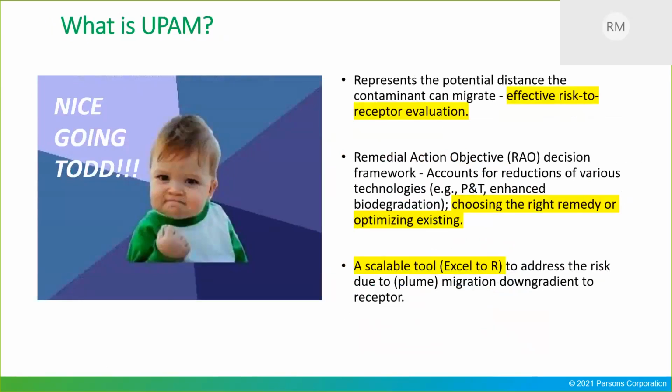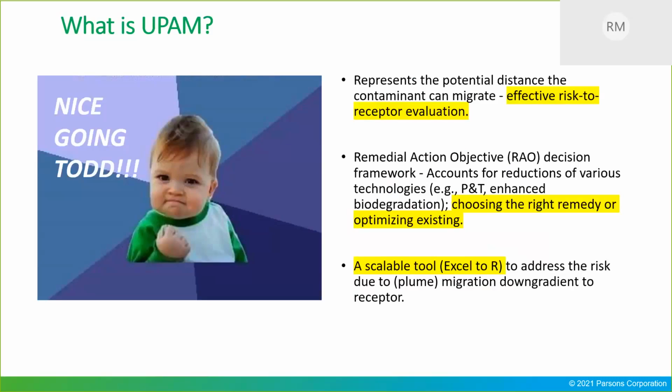All right, what is UPAM? It is very simple. It's a distance metric, and essentially what it tells you is the potential distance a contaminant can migrate at a given time, accounting for the different migration and depletion processes, or metrics. It can provide an effective remedial action objective framework wherein you're able to look at how effective my current system is and whether it is going to truly mitigate the risk under all conditions. That would allow us to determine whether the existing remedy can be optimized or whether we need a newer solution.